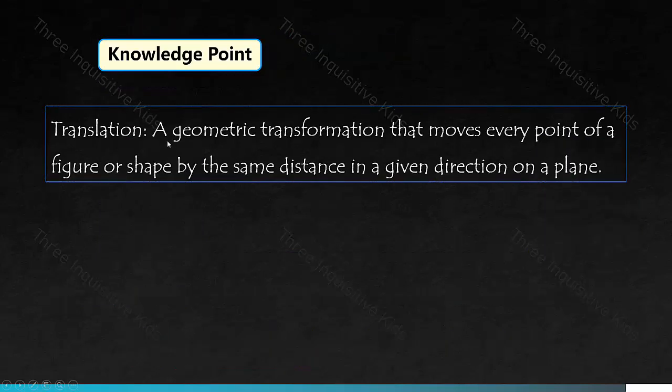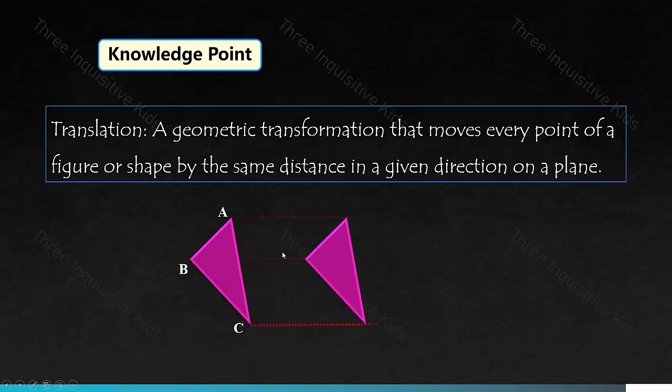So a translation is a geometric transformation that moves every point of a figure or shape by the same distance in a given direction on a plane. Remember, the last part is very important: on a plane. Here we have triangle ABC, and this is how we translate it.